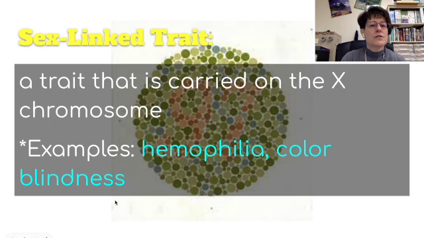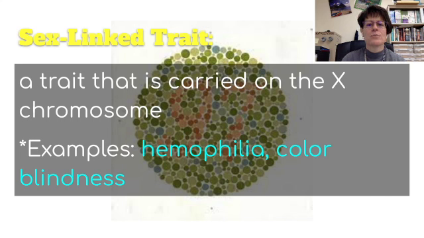In humans, there's also what are called sex-linked traits. This is a trait that is carried on the X chromosome. Some examples are hemophilia and color blindness. And I have one of those charts. Maybe you've seen this at the eye doctor's. This is a chart that they use to determine if somebody is colorblind. They will ask them, do you see a number in there? And if you can't see the number, you have a certain kind of color blindness.